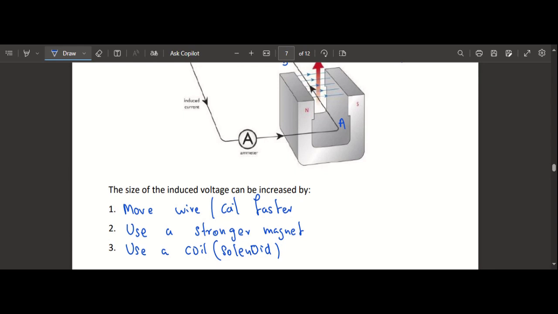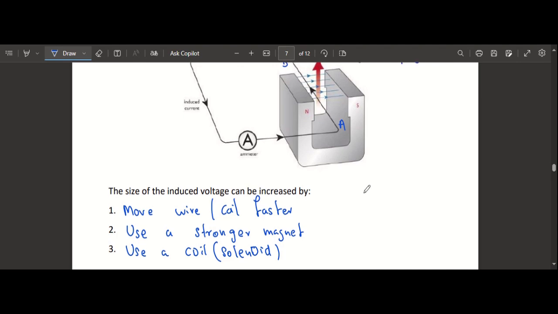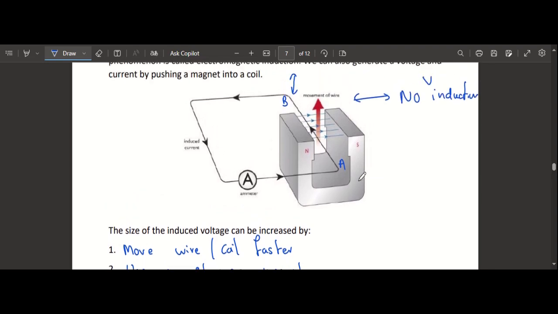Eliana, do you have this note with you? I was saying before, if the wire is moved horizontally, it is just touching the field lines. It is not crossing, not cutting the lines. So there will be no voltage induced.